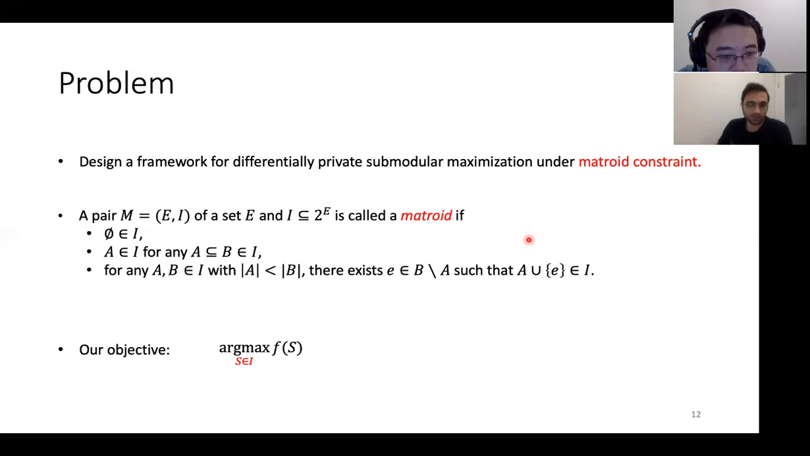We don't need to know the definition of a matroid for the purpose of this talk. I just want to say that the objective here is to find a set inside the matroid which maximizes the submodular function f, and we want to preserve the privacy.